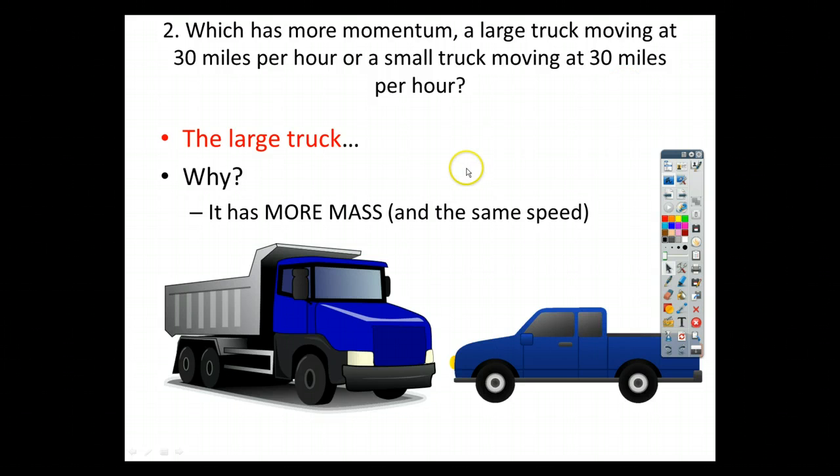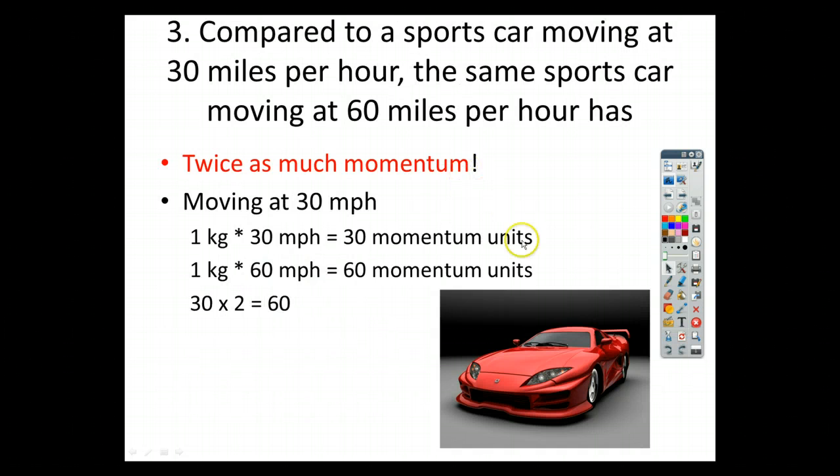Number 3, compared to a sports car moving at 30 miles an hour, the same sports car, so here's our sports car, moving at 60 miles an hour has, and the answer is twice as much momentum. If it's moving at 30, we have 30 momentum units. If it's moving at 60, there's 60, so we just know 30 times 2 would be that 60.